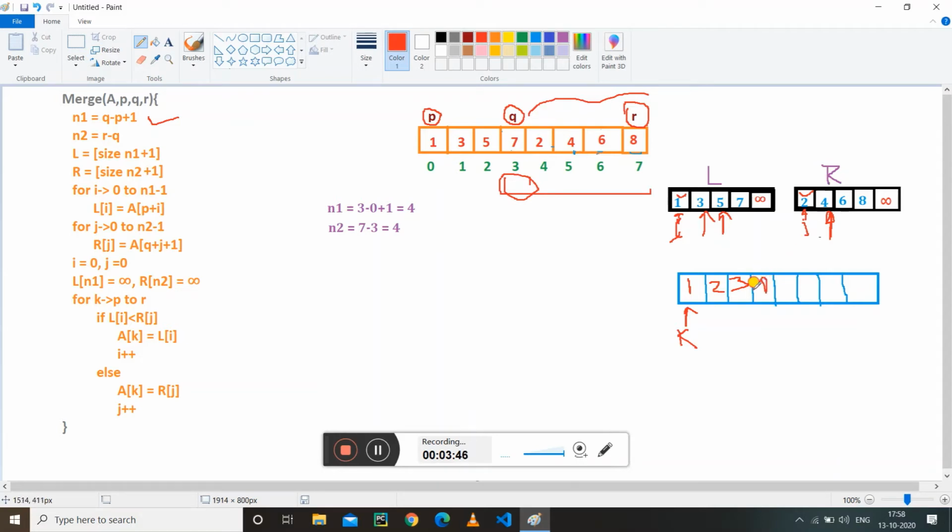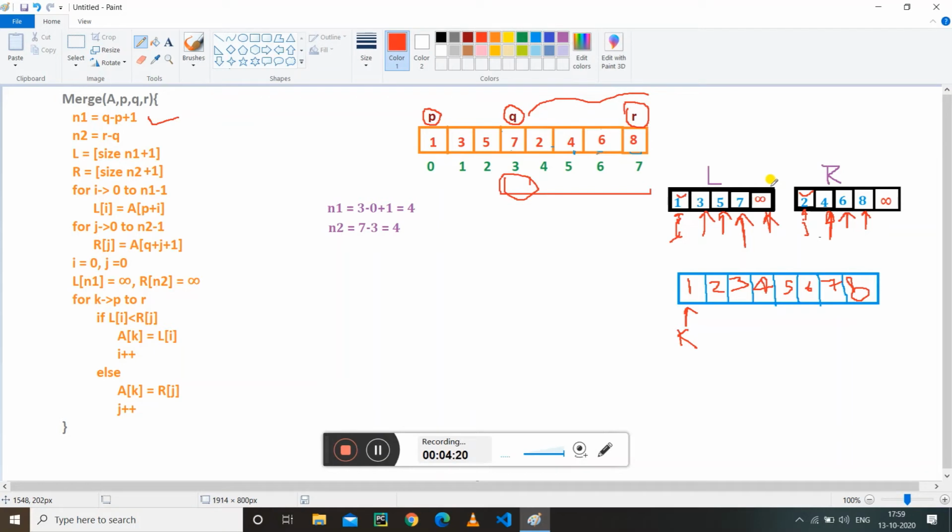Now out of 5 and 4 we got 4, and then this is incremented. Out of 5 and 6, 5 is smaller, then this is incremented. Out of 6 and 7, 6 is smaller, so this is incremented. Out of 7 and 8, 7 is smaller, then this is incremented to infinity, and obviously out of infinity and 8, 8 is smaller. So that's how we merge using our algorithm.